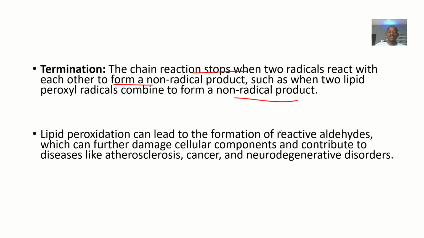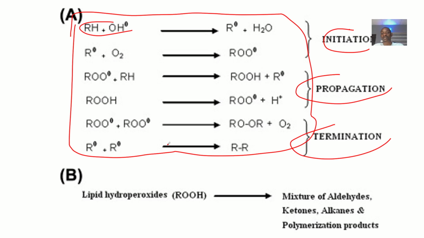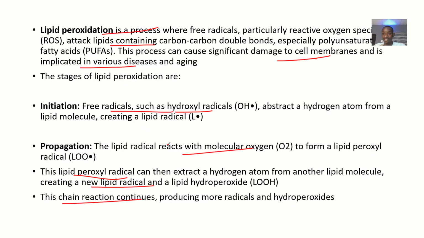Lipid peroxidation can lead to the formation of reactive aldehydes, which can further damage cellular components and contribute to diseases such as atherosclerosis, cancer, and neurodegenerative disorders. So that's it for the definition of lipid peroxidation and the stages of lipid peroxidation, which are initiation, propagation, termination, IPT.